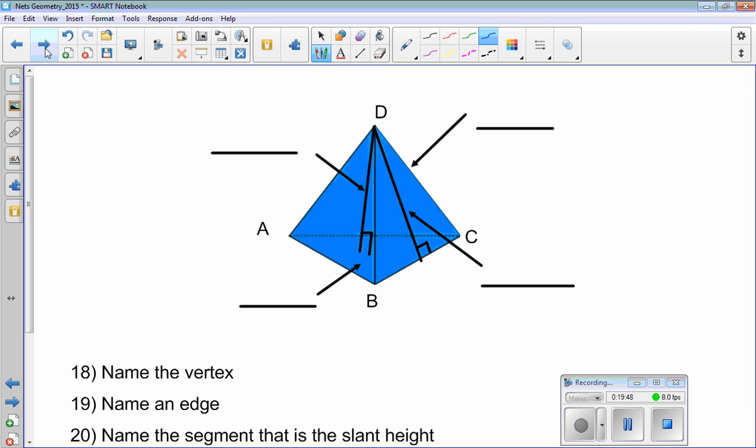The middle figure, I tried to draw mine as 3D-ish as possible. Let's go ahead and name what we know. Let's start with the top right. What is that called? Nope, the slant height is this one down here. It's the height of the actual triangle. Okay, so that's the slant height. What about the top one? What's DC? It's a lateral edge. Okay.